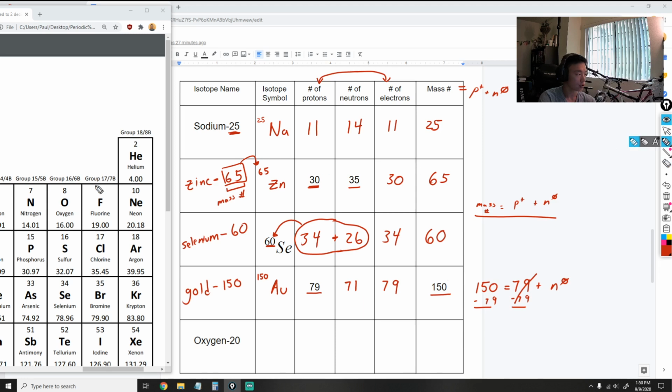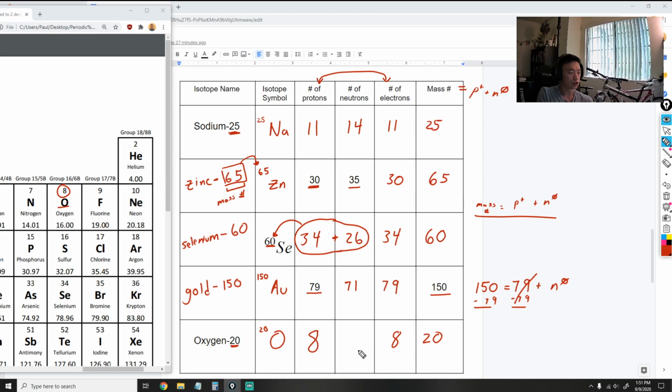So oxygen, the number on top of oxygen is going to be the number 8, and that's the proton. So we're going to plug that in right here, 8. We know protons and electrons are the same because they're neutral, so we're going to write 8. The symbol for oxygen is very simple. It's just O. And then we're going to write the mass number 20 on the top left. And that's also the mass number here.